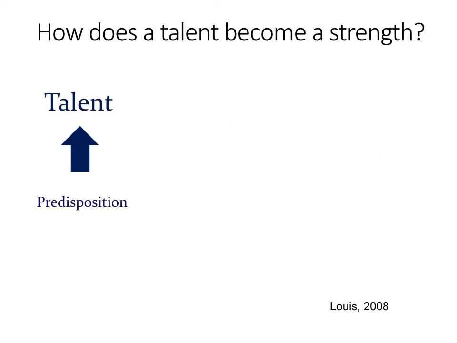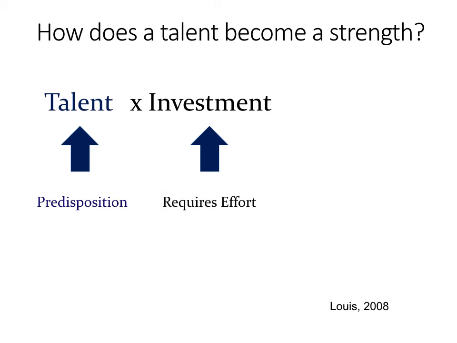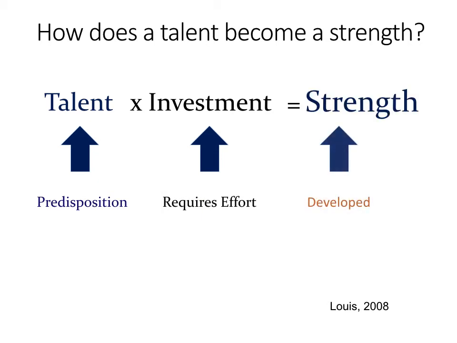Here's another example. So how does a talent become a strength? So we have a talent, which again we're predisposed at or born with. It's the way God has made us. We have our investment, which requires effort and energy, and that turns into a strength, which means it's been developed.